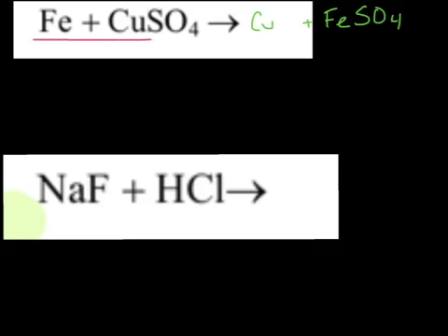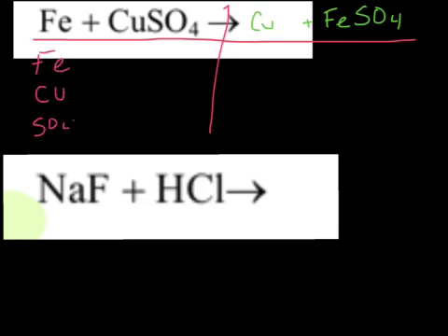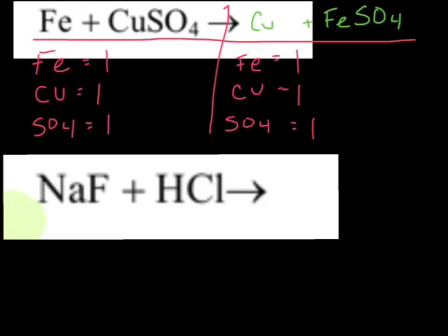This one is really, really nice to balance. Okay, I have iron, copper, and sulfate. Iron, copper, and sulfate. How many irons do I have on the reactant side? 1. Copper, 1. Sulfate, 1. Well, iron on this side, I have 1. Copper, I only have 1. Sulfate, I only have 1. It's balanced. You're welcome. Okay. Now go ahead and try and do the exact same thing. Word equation, write it out, predicting the products, and then balance it on your own.